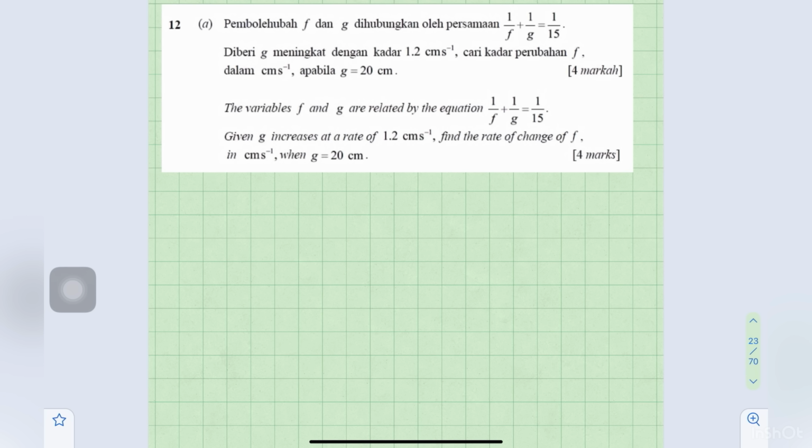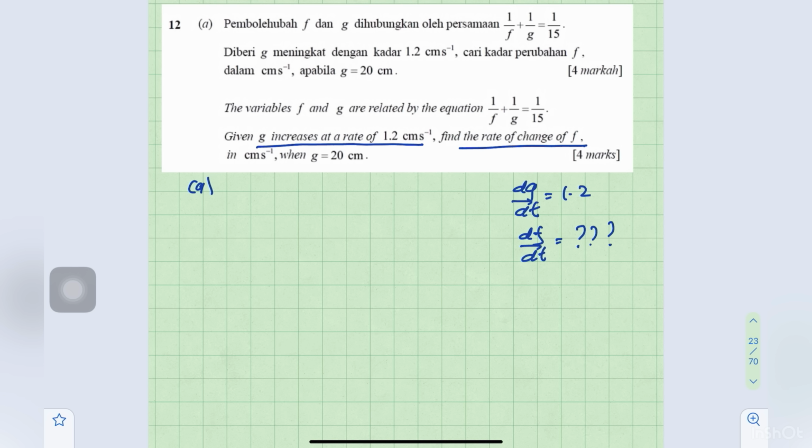Okay, number 12a, the variables f and g are related by the equation 1 over f plus 1 over g equals to 1 over 15. Given g increases at the rate of 1.2 centimeter per second, find the rate of change of f in centimeter per second when g equals to 20. Okay, so from the question, dia bagi g increase at rate. So dg dt equals to 1.2. So, find rate of change of f. So, df dt. Dia suruh cari.